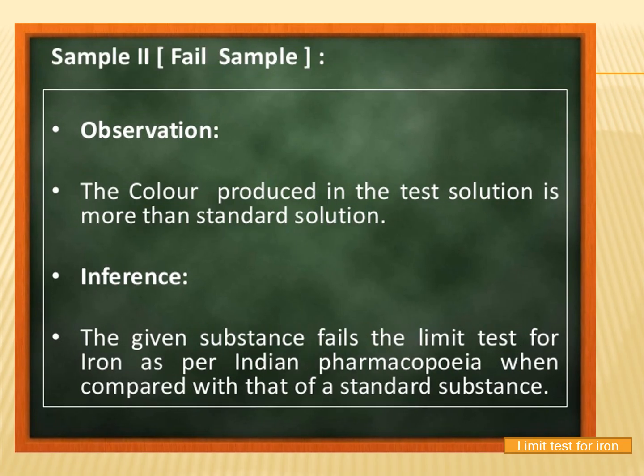Next, the second observation: if the intensity of the purple color produced in the test solution is more than that of the standard solution, the inference is that the given substance failed the limit test for iron as per the Indian Pharmacopoeia when we compare it with the standard substance.